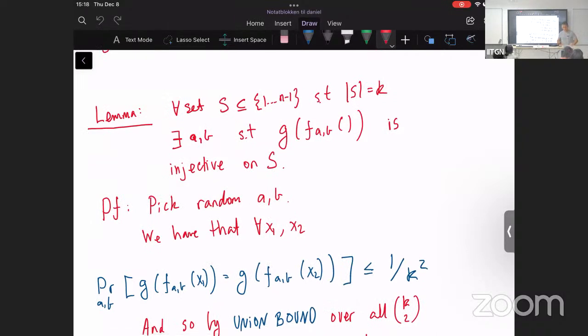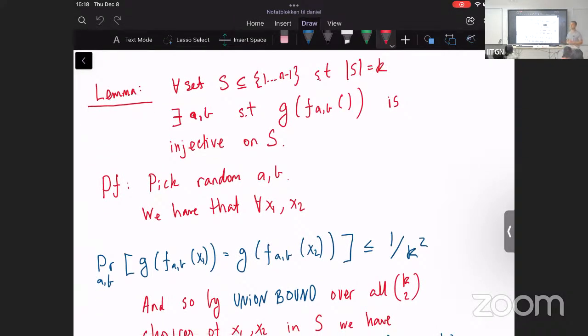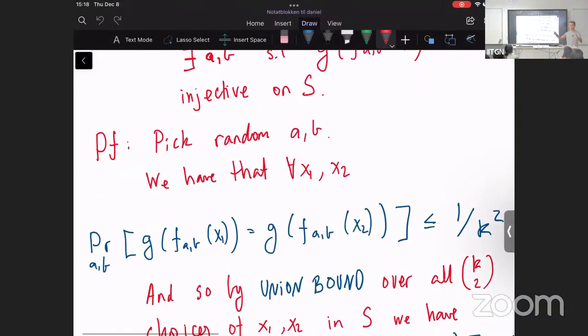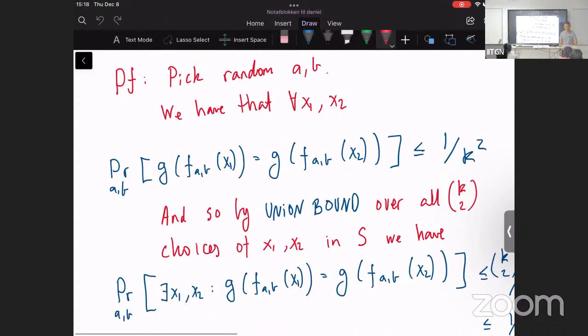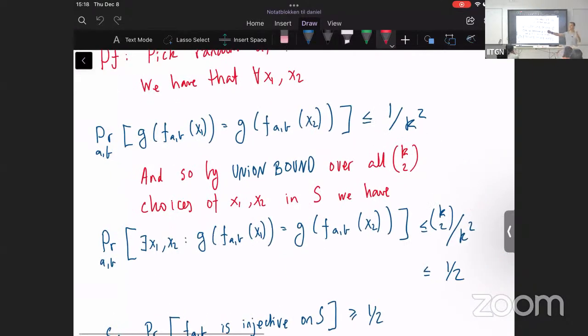So what we're going to do is pick a random A, B, and ask: what's the probability that a given pair of elements in S end up in the same bucket? Well, that's 1 over k squared. How many pairs of elements in S are there? k choose 2, which is less than k squared. So by the union bound over all k choose 2 choices of x1, x2 in S, the probability that there exist two guys in S that go to the same bucket is at most k choose 2 over k squared, which is at most 1/2.